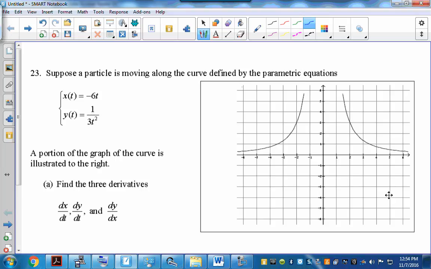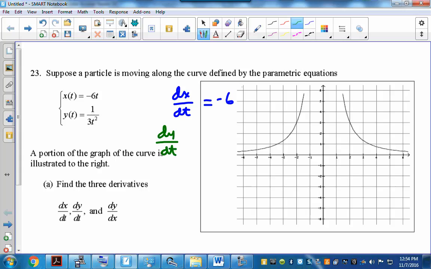A portion of the graph is shown to the right. Find these three derivatives. Okay, so we need the derivative of x with respect to t. We know that x is negative 6t, so this is negative 6. The derivative of y with respect to t.